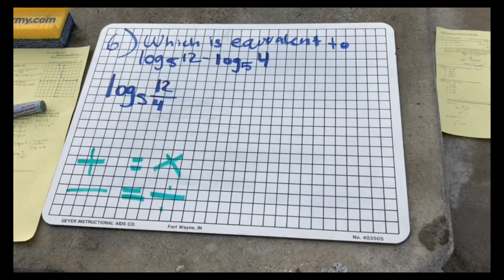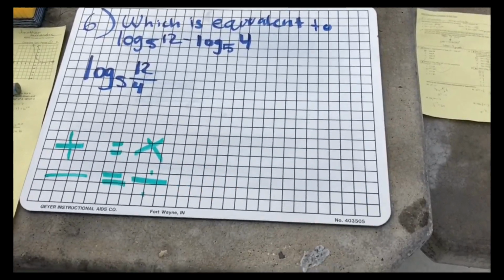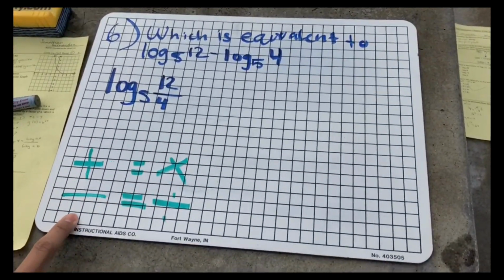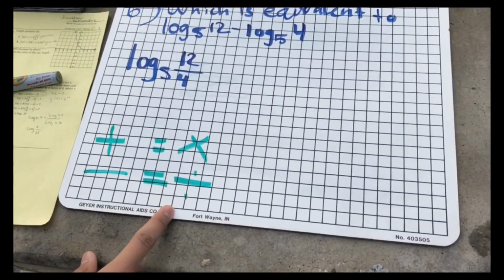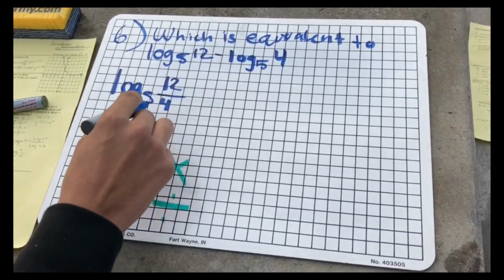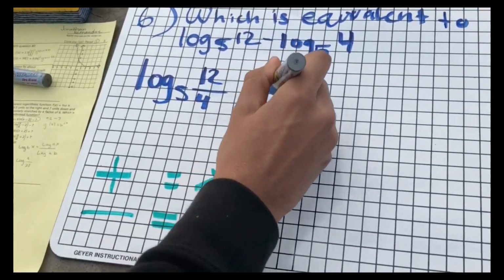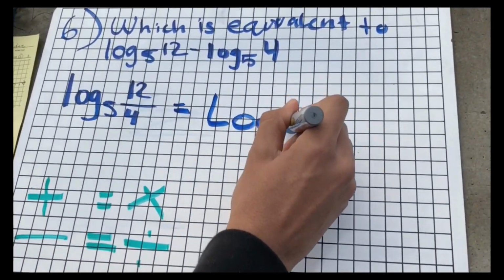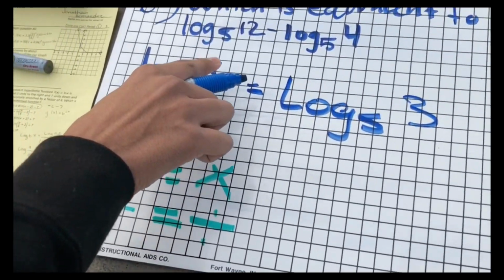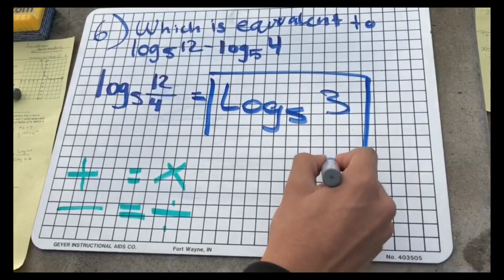This is equivalent to log base 5 of 12 minus log base 5 of 4. So first, since it's subtracting, it will be converted to division. So you would get log base 5 of 12 over 4. Then when simplified, you get log base 5 of 3, because 4 goes into 12 3 times. So once it's simplified, that's the answer.